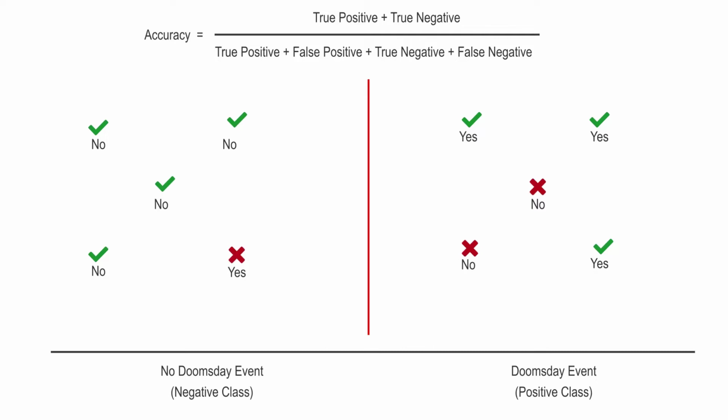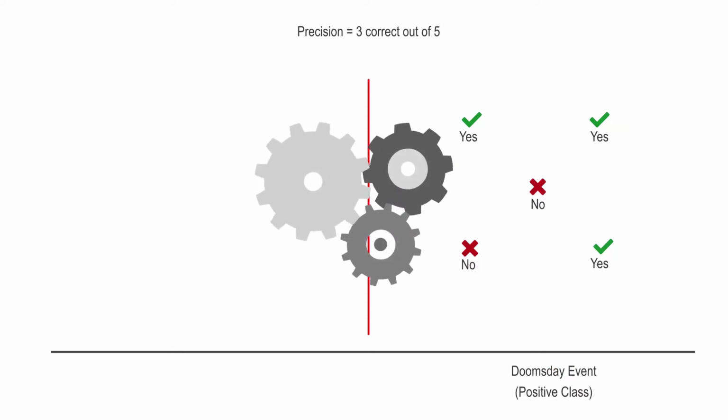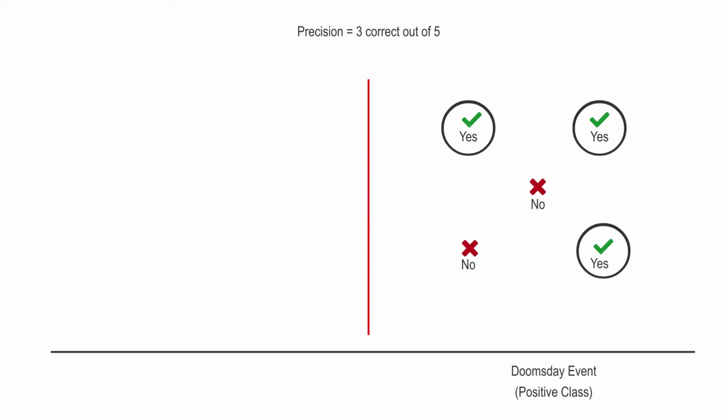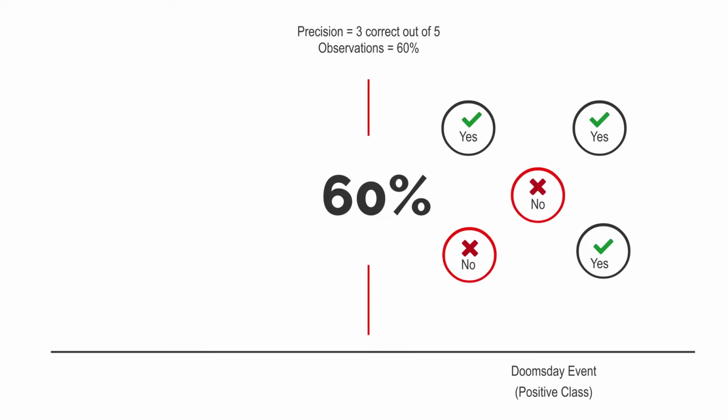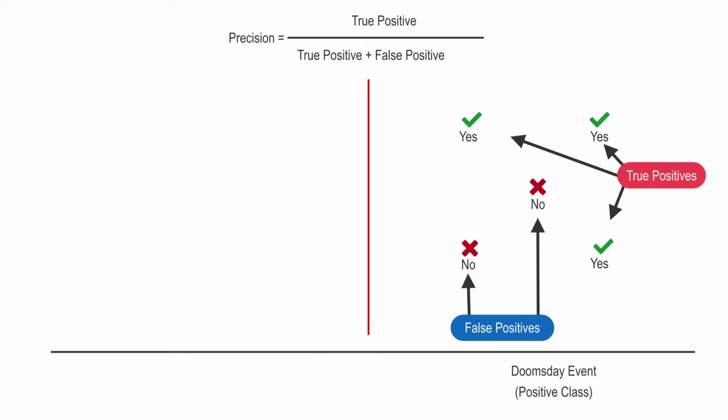Precision looks only at the positive class predictions, or in this case, the doomsday event prediction. It measures how many of the positive class or doomsday predictions were correct out of all the doomsday events predicted. In this situation, the model got 3 correct out of 5, giving a score of 60%. So Captain Verisant was able to stop 3 doomsday events and had 2 false alarms. The formula for precision looks like this.